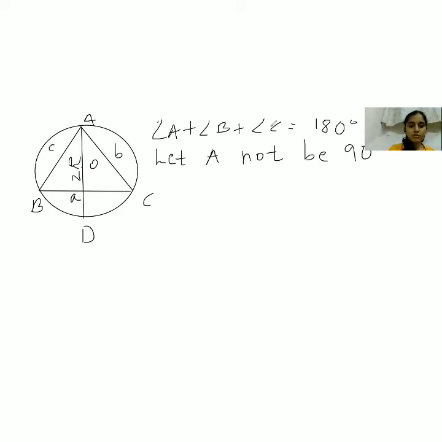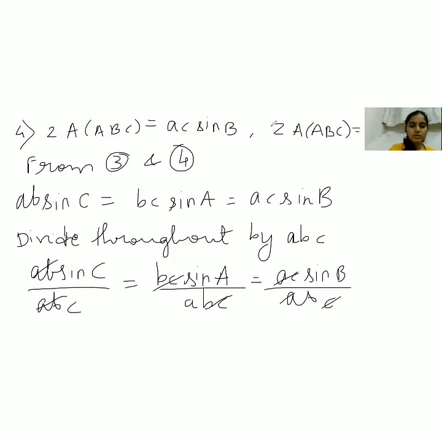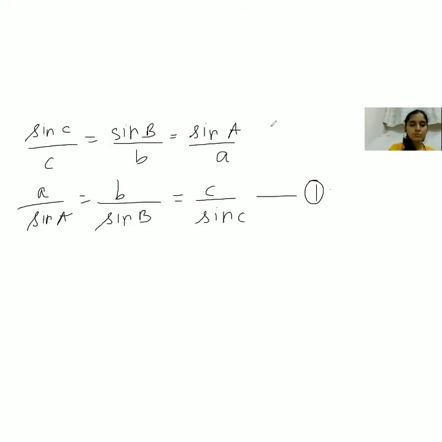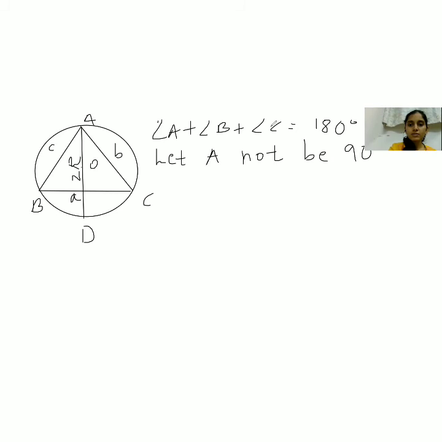Have we named D previously? Let me check. Yes, we have named it, so we'll name this P over here. AP is equal to 2R, correct? Because we are calling it the diameter of the circumcircle. Now I'm joining P to C. Let's use a scale.